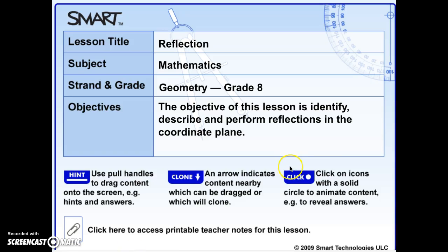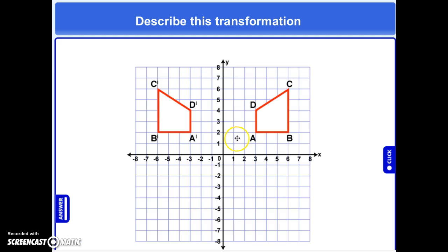Reflections, which talks about taking figures and flipping them over an axis. In this case, you can look at the two figures and see that they were reflected over the y-axis. Notice that the points are equally distant from the axis that they were reflected over. So in this case, point C prime and point C are in fact 6 units away from the y-axis. Point A and A prime are both 3 units away from the y-axis.